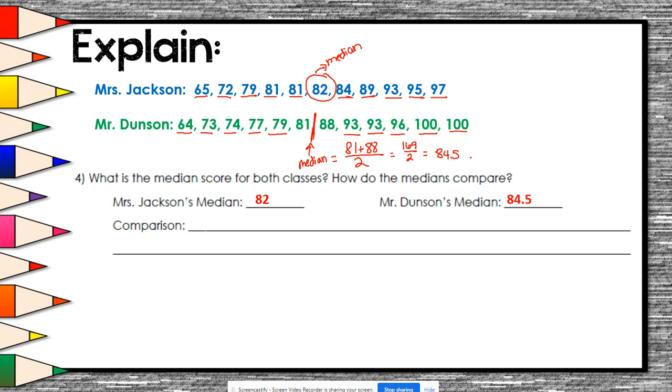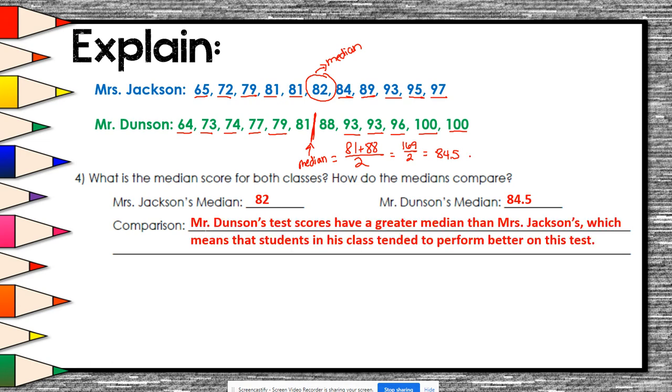So when I compare these, again, a median is a measure of center, which means it tells us about typical performance. So again, Mr. Dunson's median is higher than Miss Jackson's median. So that tells me that his students typically, again, score higher on this test. So the comparison I write is Mr. Dunson's test scores have a greater median than Miss Jackson's, which means that students in his class tended to perform better on this test.